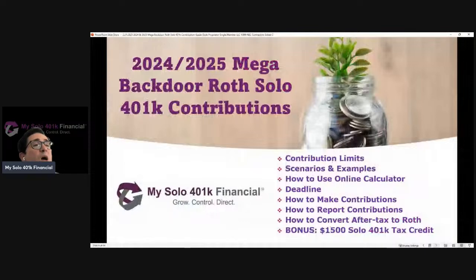So here's our roadmap of where we're headed. We want to talk about contribution limits, scenarios and examples, all the mechanics, like how to use our online calculator, the deadline, how to make contributions, how to report contributions, how to convert from an after-tax to a Roth, because that's really what one is doing when one is making a Mega Backdoor Roth contribution. And then we want to end it with some bonus content of the $1,500 solo 401k tax credit.